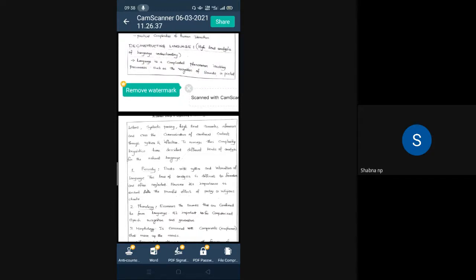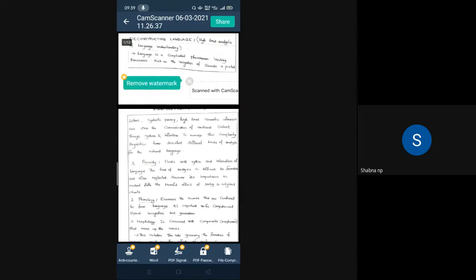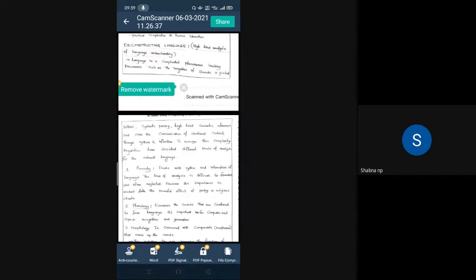To manage this complexity, linguists have described different levels of analysis for natural language. So, in order to deal with these problems, one problem is recognition of sound. Second is recognition of printed letters. Third one is the syntax of the language. Fourth one is semantics of the language. Fifth one is emotional content and rhythm. So, in order to understand a language or a sentence, we should consider all these issues.